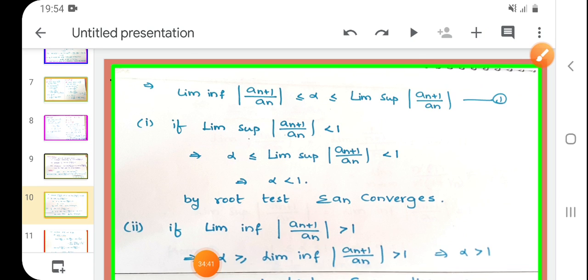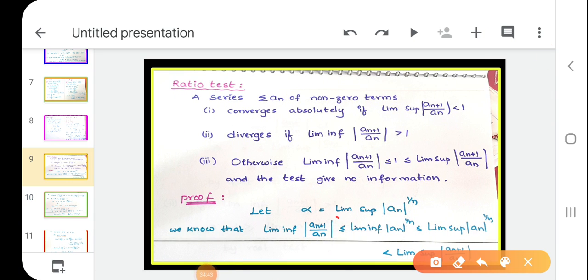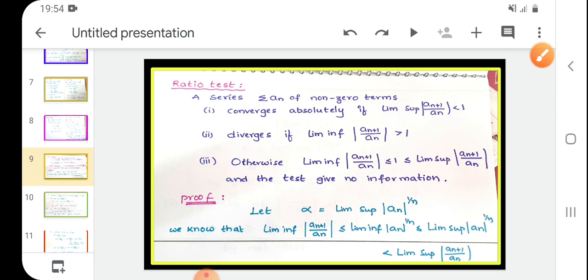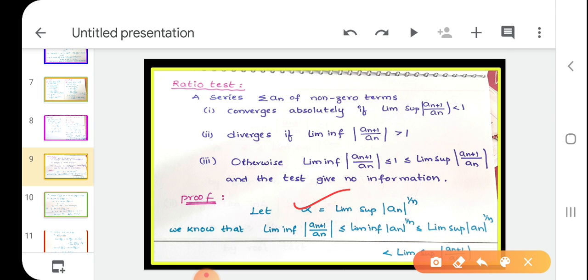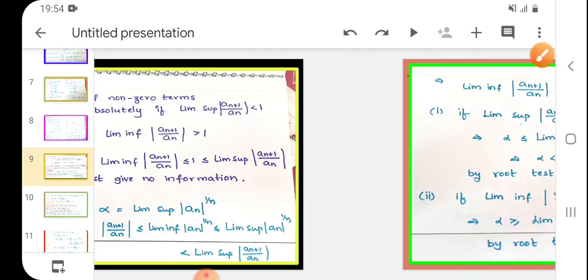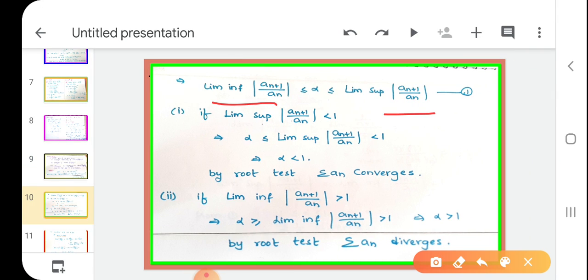See, first I let alpha equal the limit supremum of a_n^(1/n). This is the inequality between a_{n+1}/a_n and a_n^(1/n). Now I take only the first and last terms, and I did not take the infimum value, I take only the supremum value. What is the supremum here? Alpha is the supremum. So I write the first and last values and alpha.